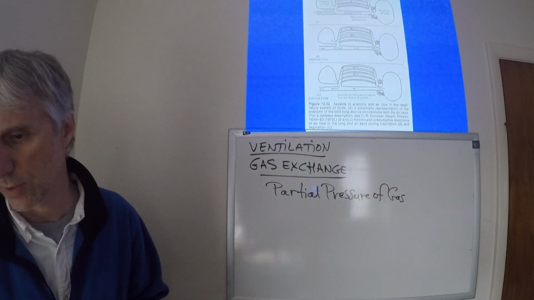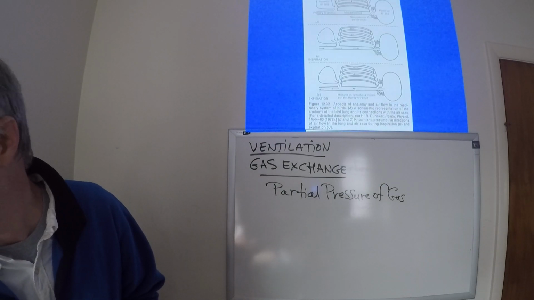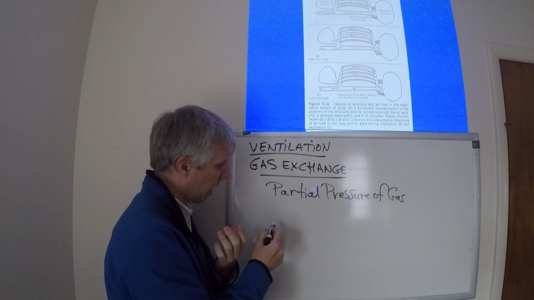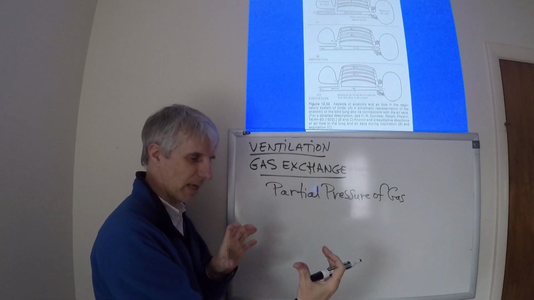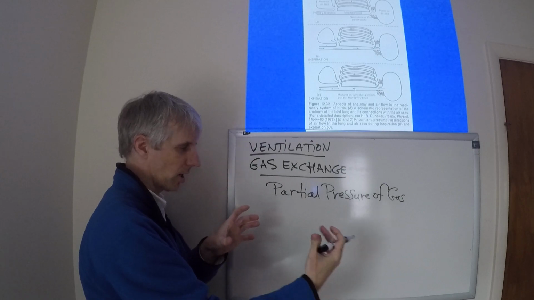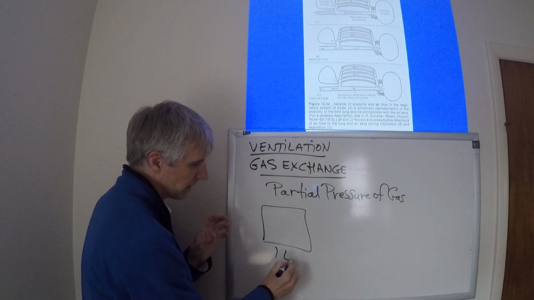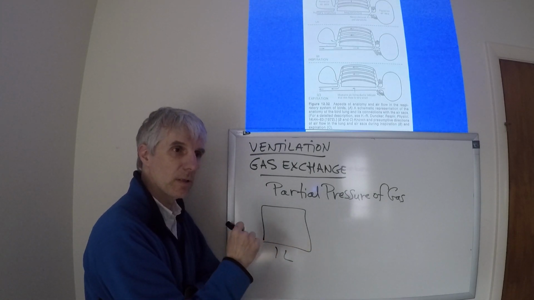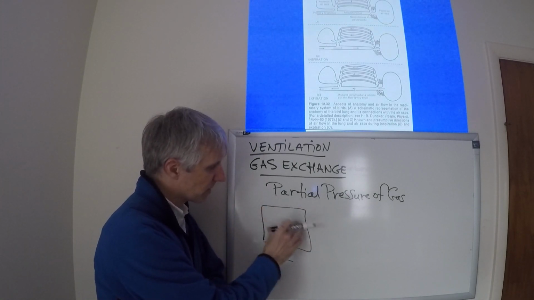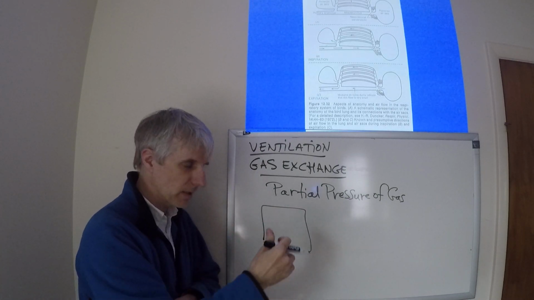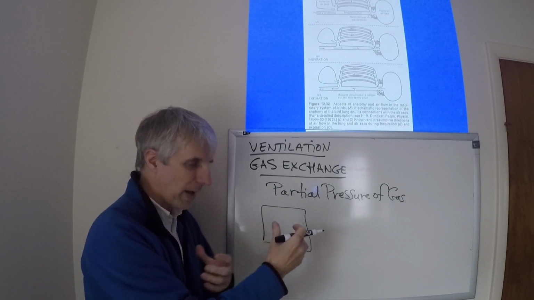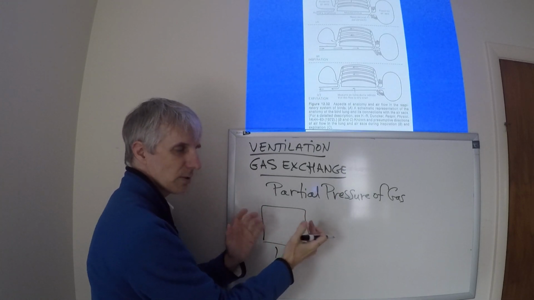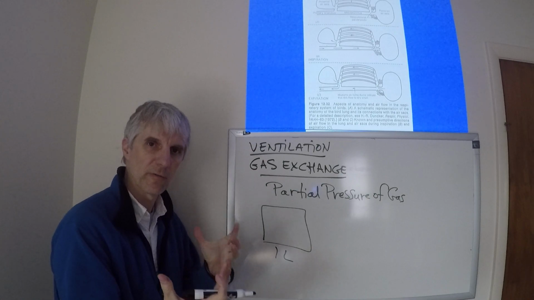The partial pressure of a gas. Let's think about all the gases that are in a particular amount of air. If I had a liter of air here, there are a bunch of gases included in it. And the gases would be bouncing around inside this liter of air, and the movement of these molecules is generating a pressure on the inside of this liter of air.